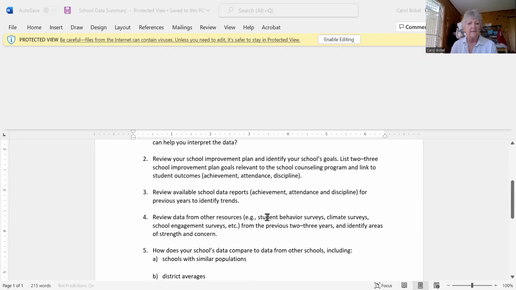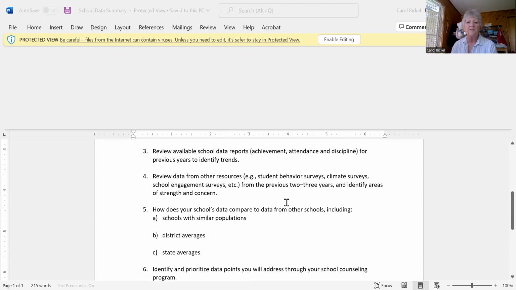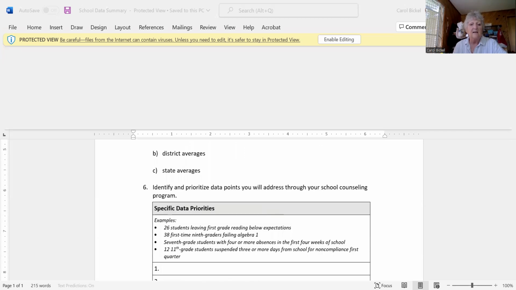Then you review the data, look for other sources about the data, like Colonial did the survey. Many of your schools may have done surveys also to find out what the needs are and where the areas are that need to be focused in on. Number 5, how does your school compare to data from other schools, including schools with similar populations to you, district averages, state averages?